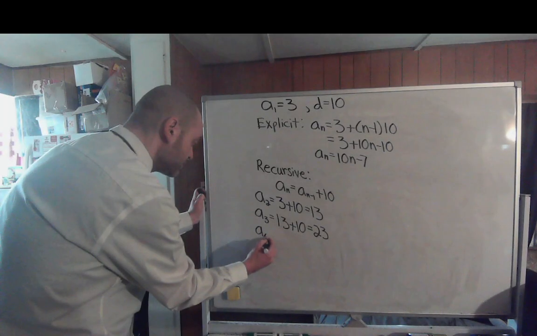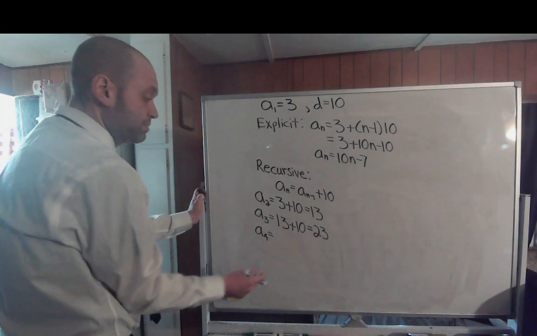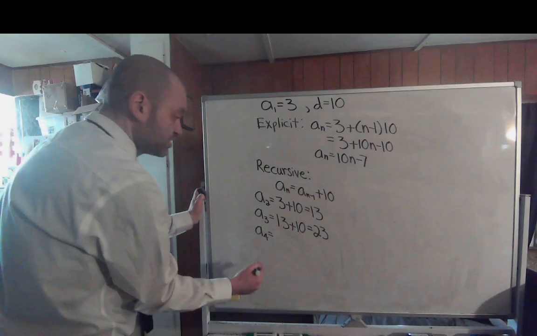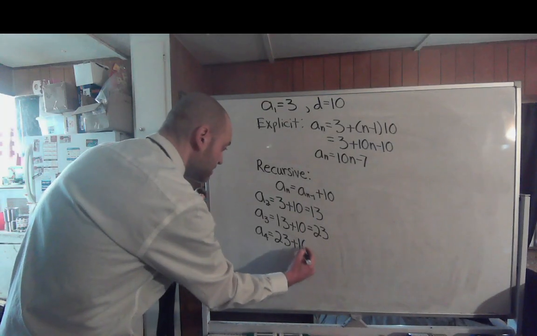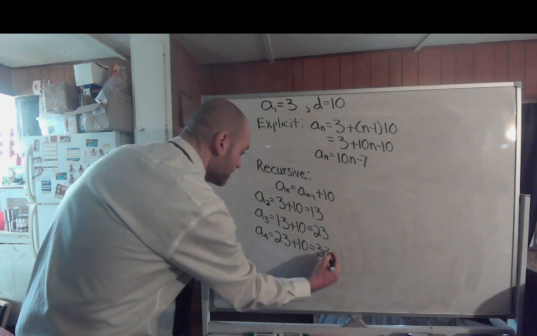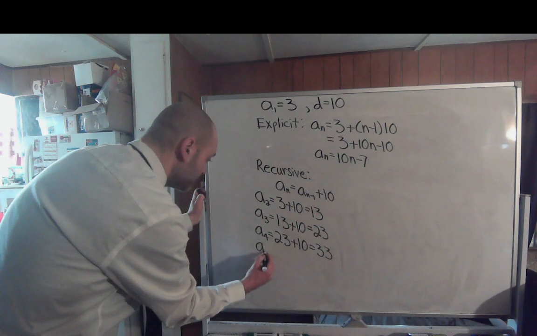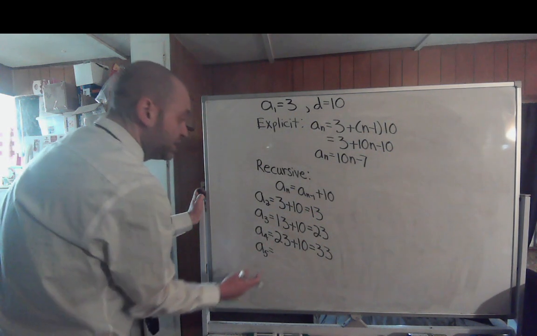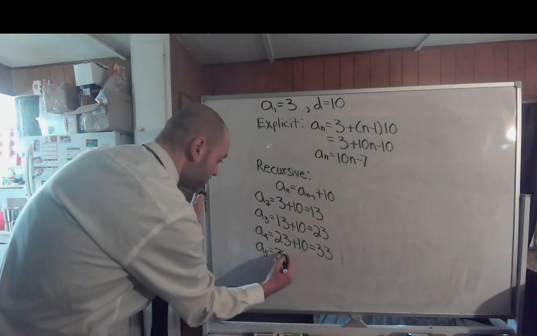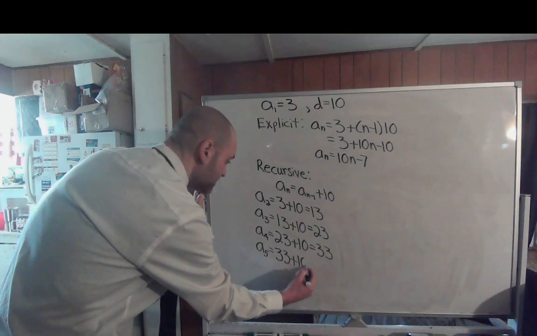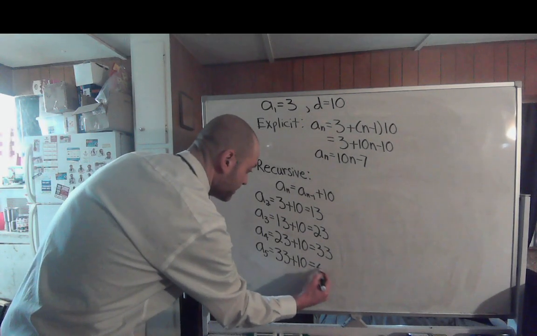Find the fourth term. That's going to be a sub 4 minus 1, which is a sub 3, so that's 23 plus 10. That would equal 33. Then we'll find the fifth term. That's going to equal a sub 5 minus 1, which is a sub 4, so that's 33. Then add that common difference of 10, you get 43.